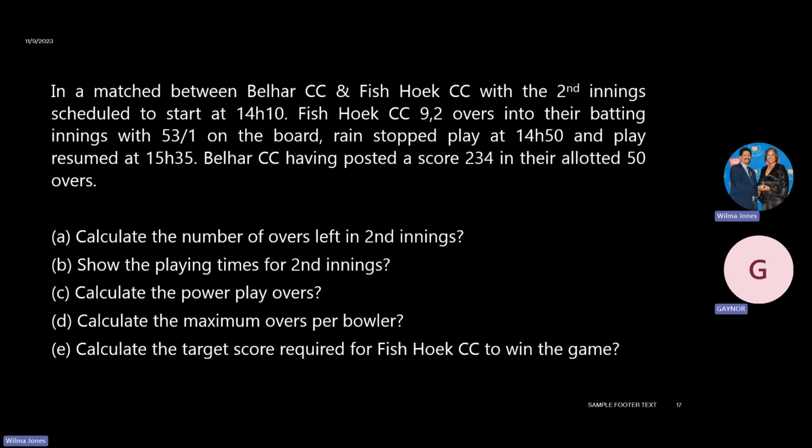In a match between Balaur Cricket Club and Fisher Cricket Club, with the second innings scheduled to start at 14:10, Fisher Cricket Club are 9.2 overs into their batting innings with 53 for 1 on the board. Rain stopped play at 14:50 and play resumed at 15:35. Balaur CC having posted a score of 234 in their allotted 50 overs. So let's calculate the number of overs left in the second innings. Let's show the playing times for the second innings. Let's calculate the power play overs, the maximum overs per bowler, and then also the target score required for Fisher Cricket Club to win the game. Are you ready to get going? Yes, I'm ready.